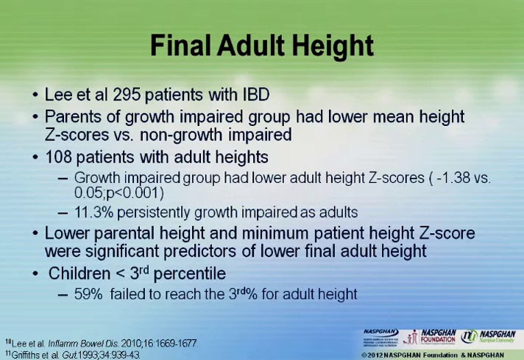The group at Sick Kids, when they looked at their cohort of patients, their IBD kids who were less than the third percentile, 59% of those patients actually failed to reach the third percentile for adult height. So inflammatory bowel disease definitely can have a negative impact on final adult height.